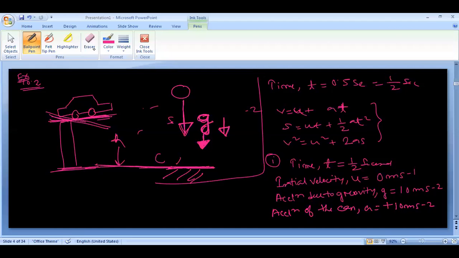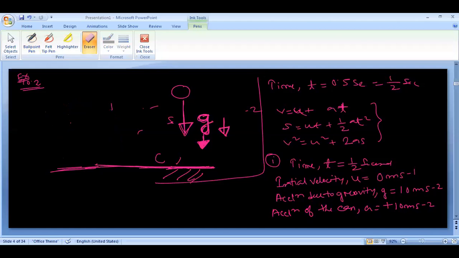Let me discuss one more condition. Suppose you are throwing a stone, or a ball, upward. Now see, when you throw the ball upward, up to some distance it will go.